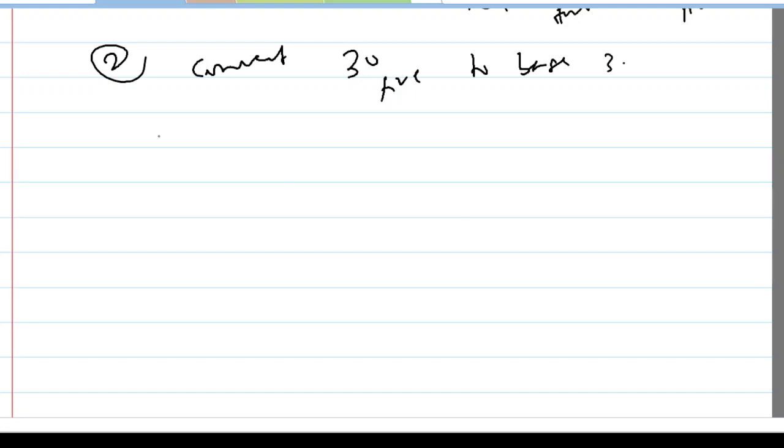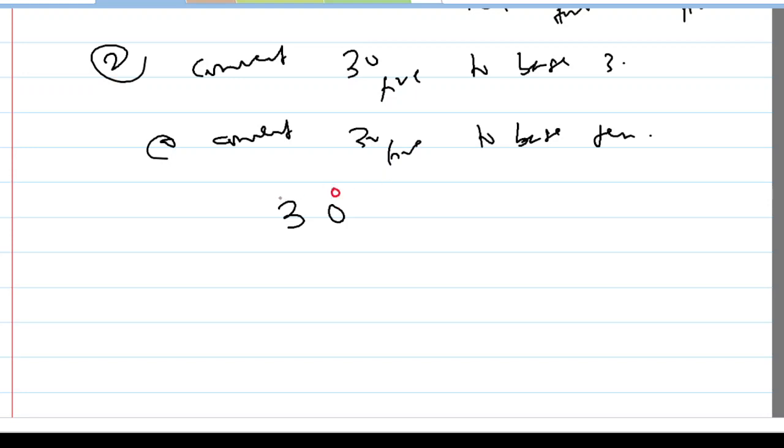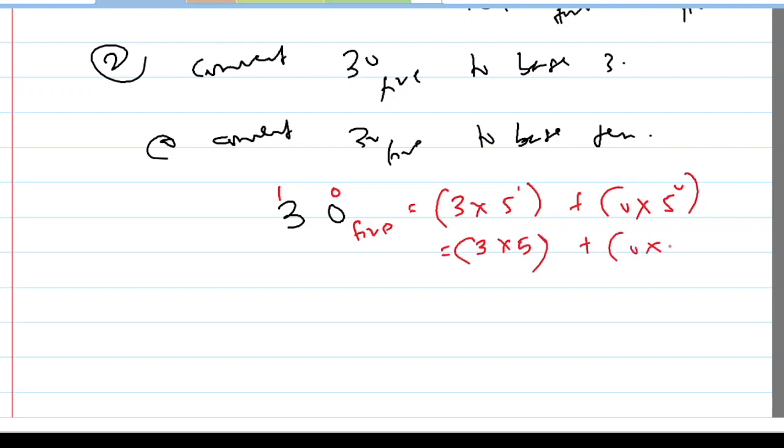First, convert 130 base 5 to base 10. To convert that to base 10, you start by numbering it from your right hand side, starting from 0. And don't forget, this is in base 5 already. I have 3 times 5 raised to power 1 plus 0 times 5 raised to power 0. If you simplify further, this will give you 3 times 5, plus 0 times 1. Initially you could just get rid of this 0. This will give you 15 base 10.